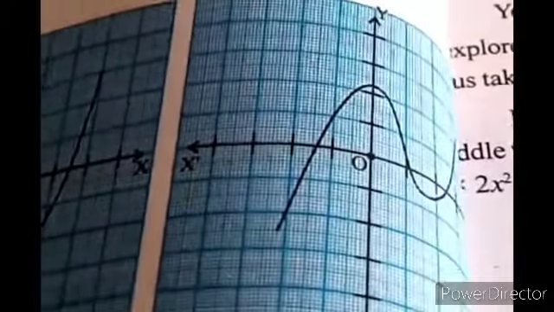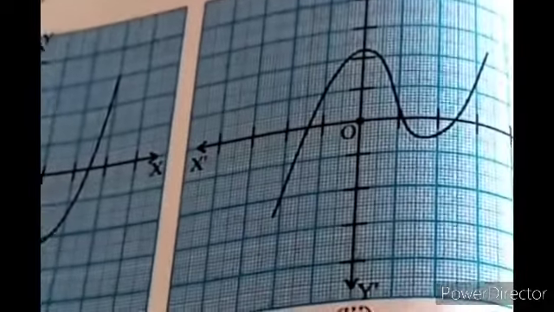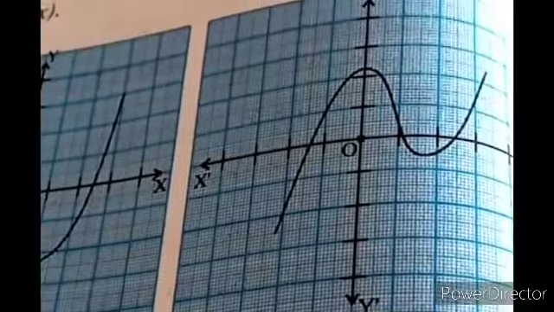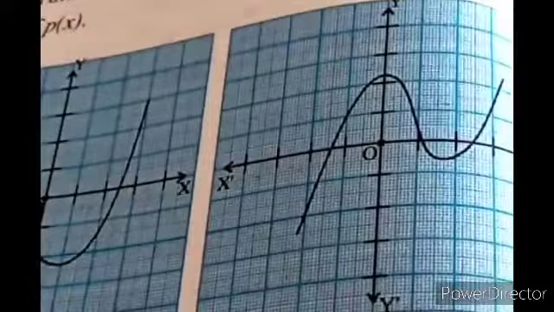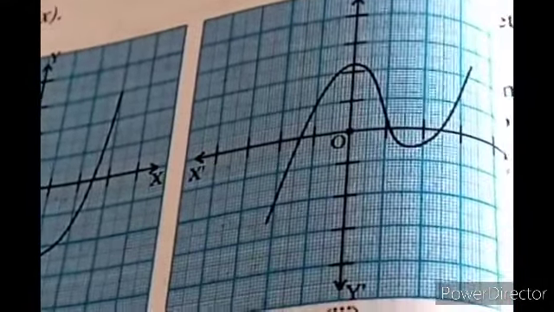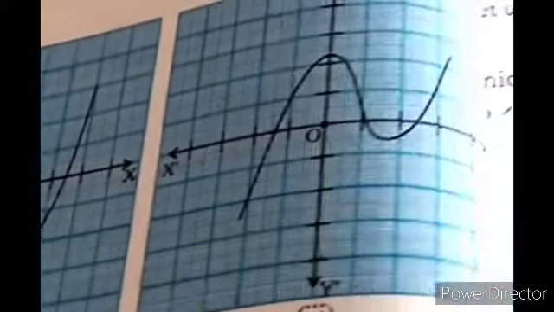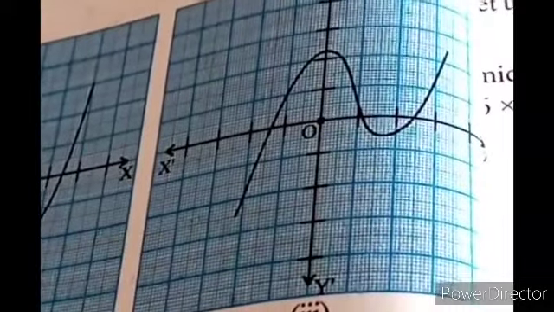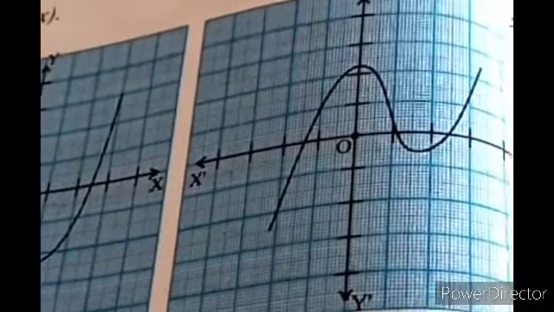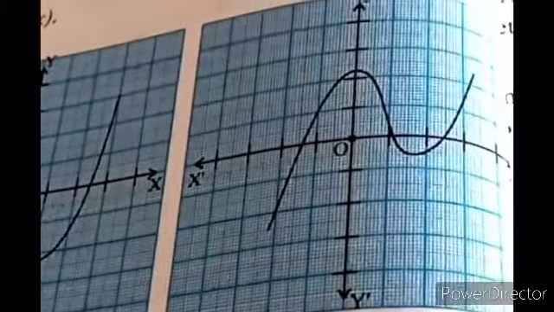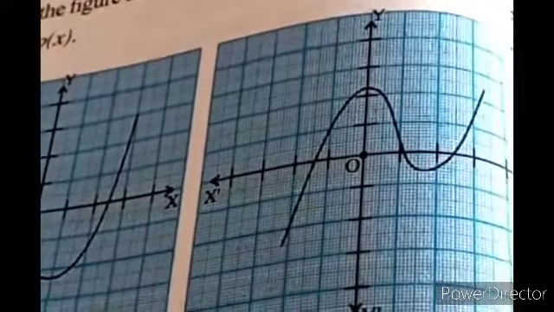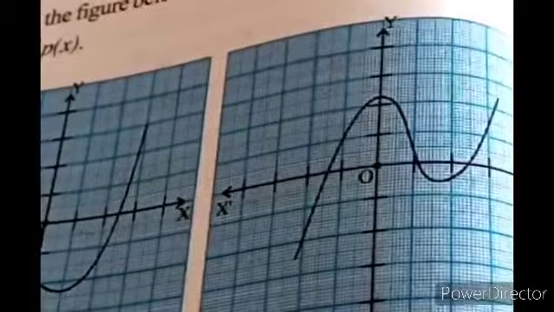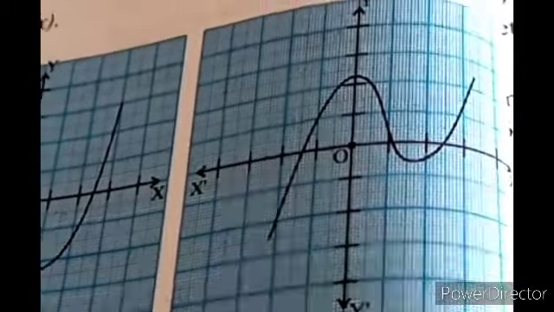In the next, 3 are there. The curve first increasing and then decreasing, again increasing. That means here at 3 different points it touches the x-axis. So it has 3 zeros. Why? Because it touches the x-axis at 3 different points. That's why it has 3 zeros.